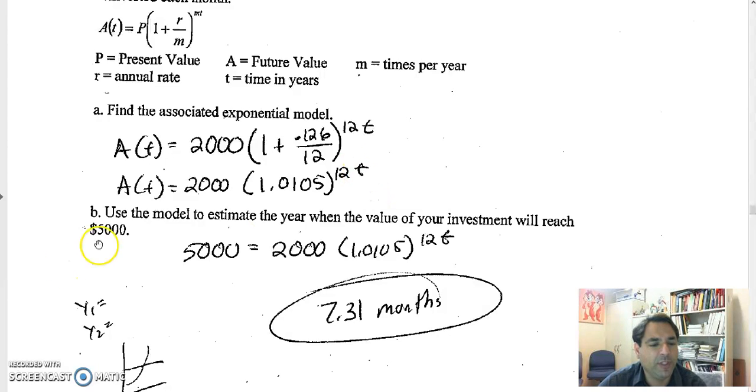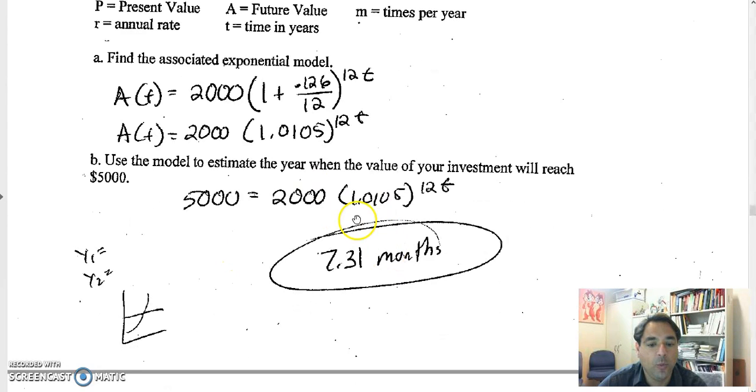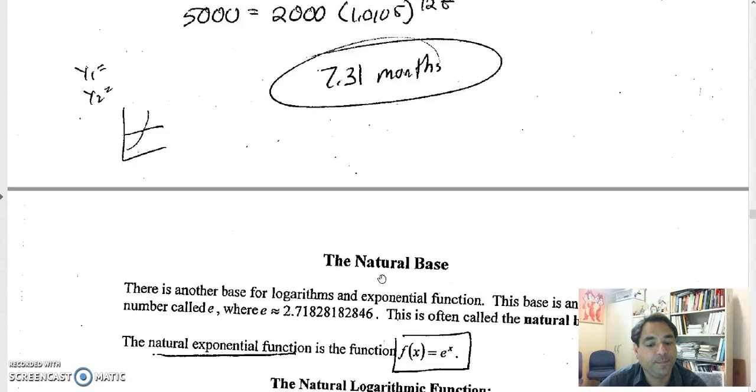But if I want to know when it will reach 5,000, remember we set it equal to 5,000 because that's how much is in the account, and we can solve for that, or we can use the calculator with y1 being 2,000 times 1.0105 raised to the 12t, and y2 being 5,000. But again, gotta know your window. So practice. You should get 7.31.